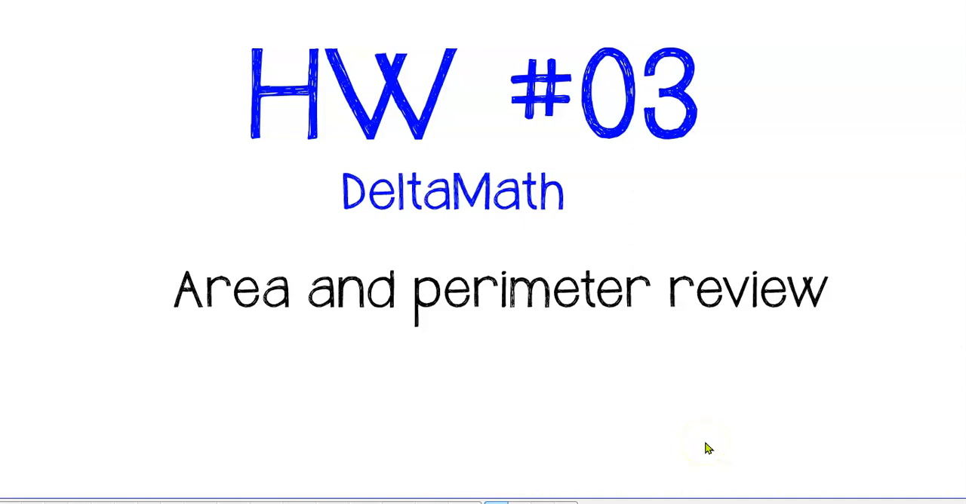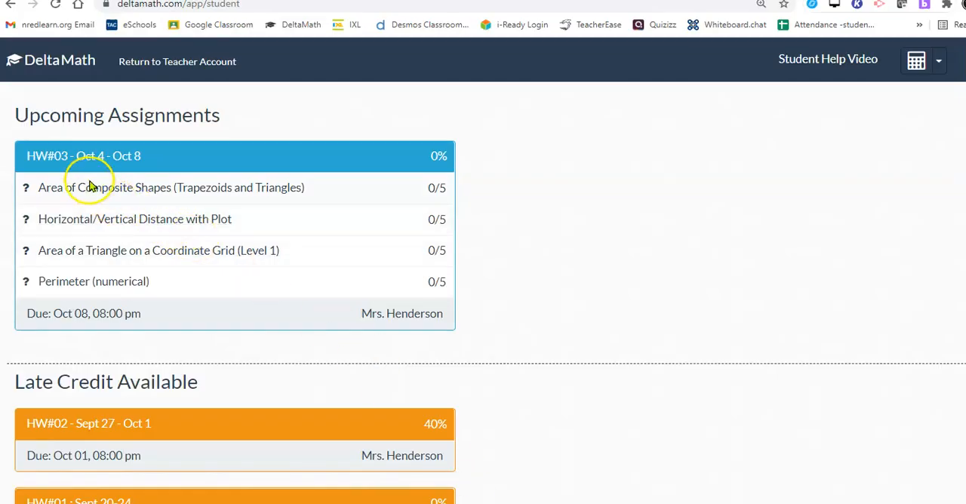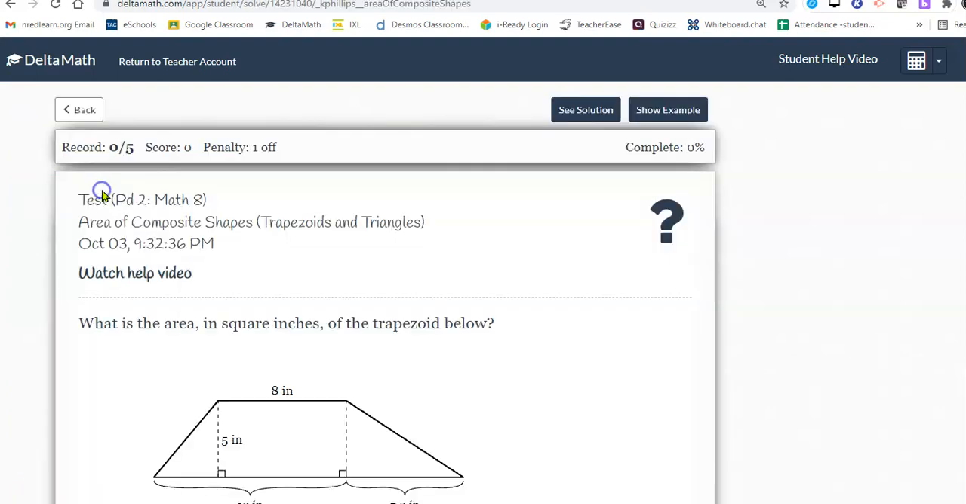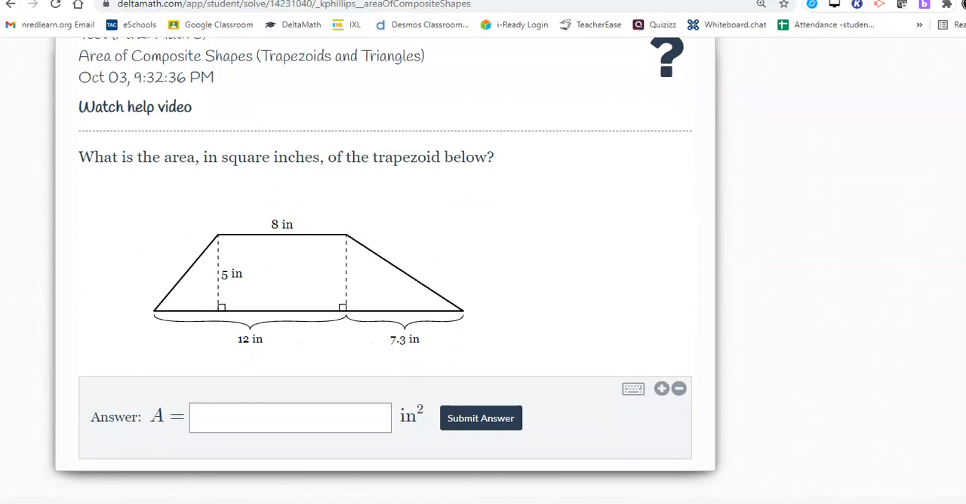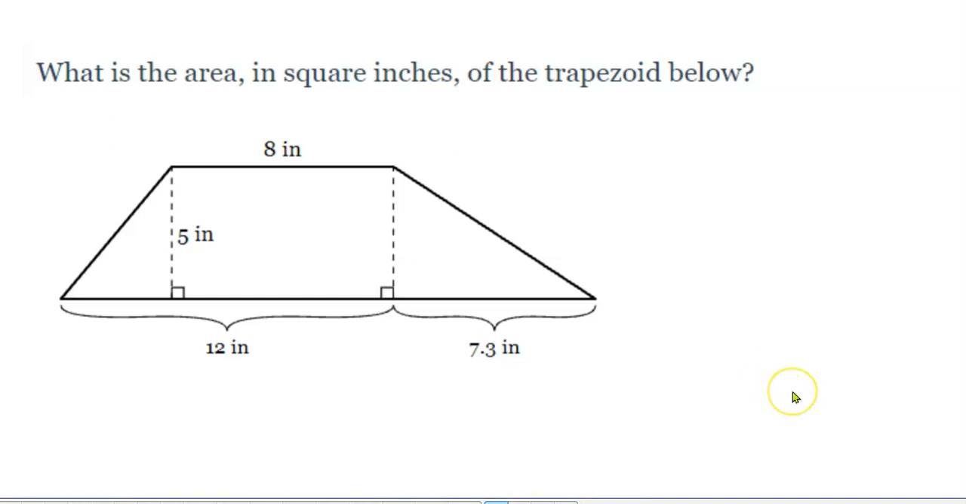In this tutorial, we'll practice completing the questions on homework number 3. Let's take a look. The first assignment is area of composite shapes, trapezoids, and triangles. So let's take a look at this first question. What is the area in square inches of the trapezoid below? So let's take a look at this question on a larger screen.